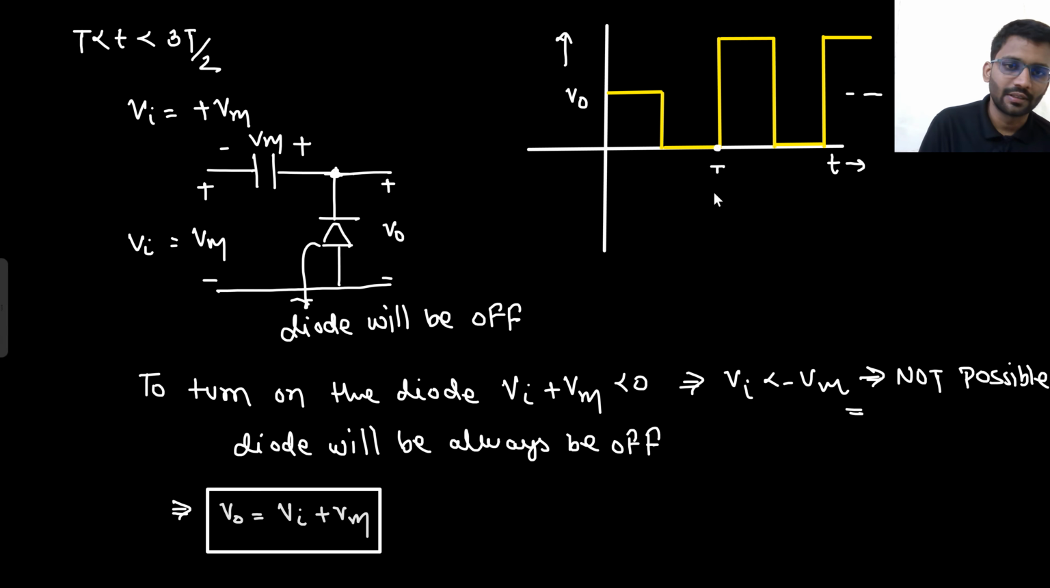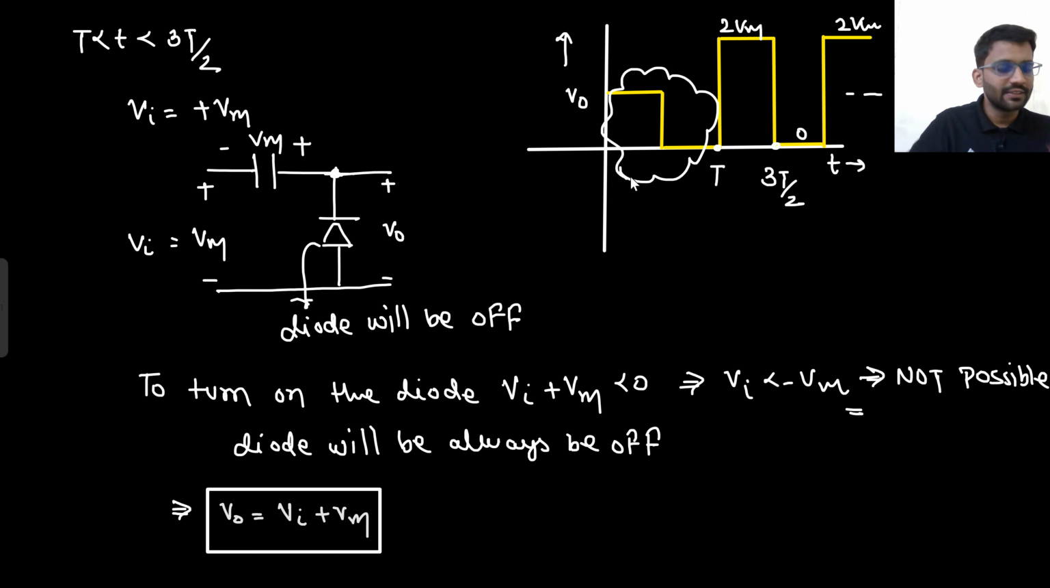So this time is t. This is 3t by 2, and it will keep on going. This is 2 Vm. This is 0. So they will ask you the steady state output only. This is not the steady state. This was there for just one cycle only. After that, steady state is reached. So after that, 2 Vm, 0, 2 Vm, 0. This is what you will see.